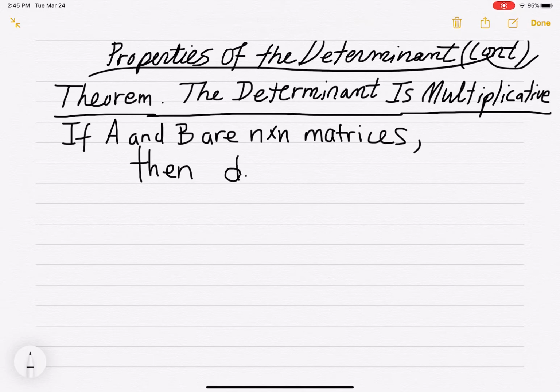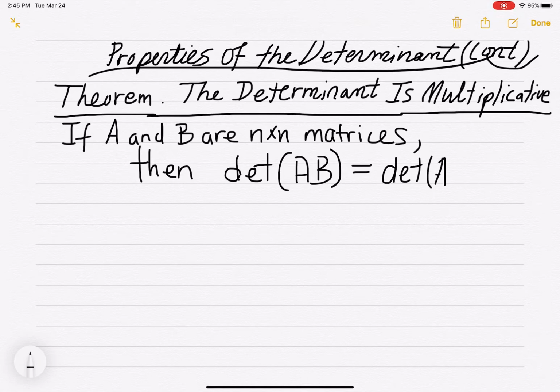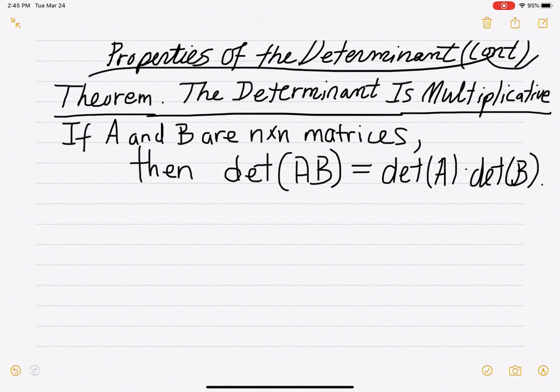the determinant of A times B, the product of A and B, you can basically pull apart into two determinants. The determinant of A times the determinant of B. So in this video, we want to prove that. To prove that, we have to look at a preliminary.